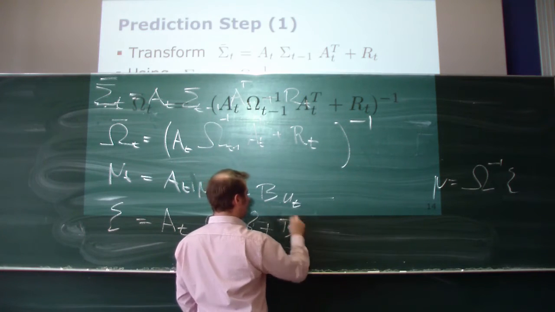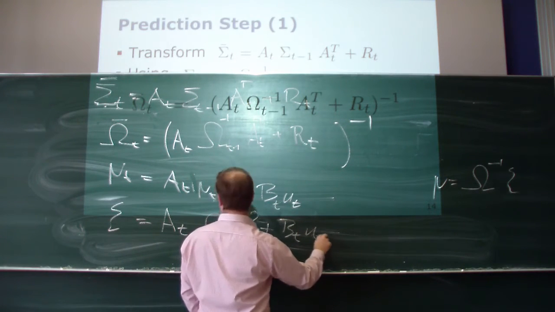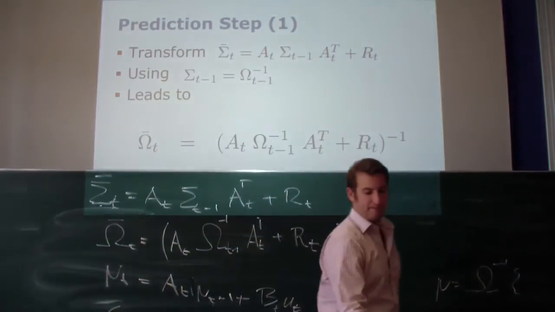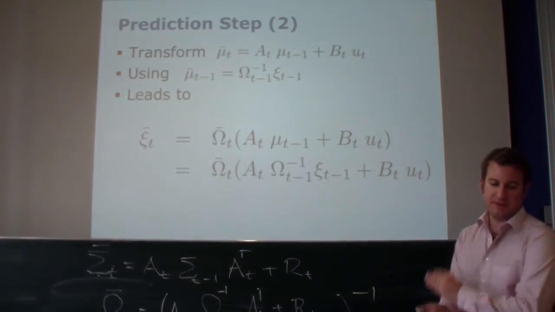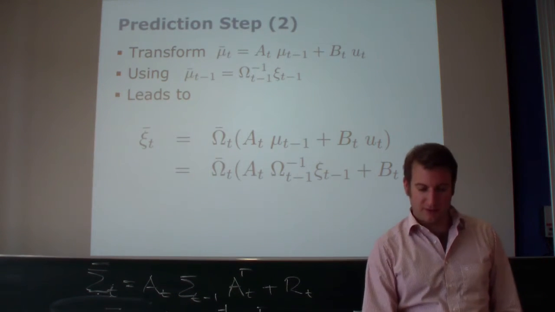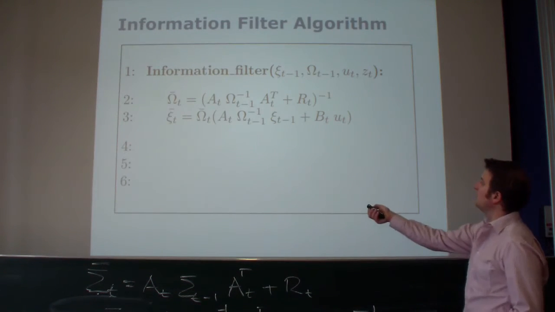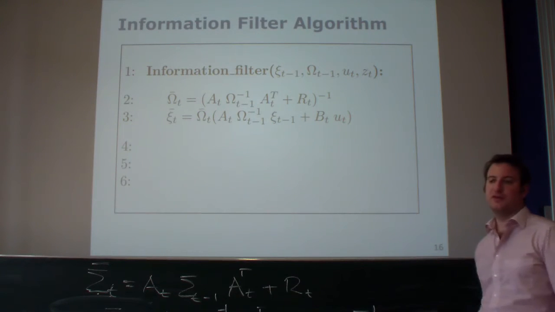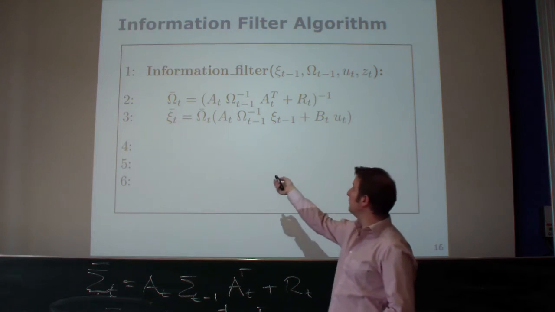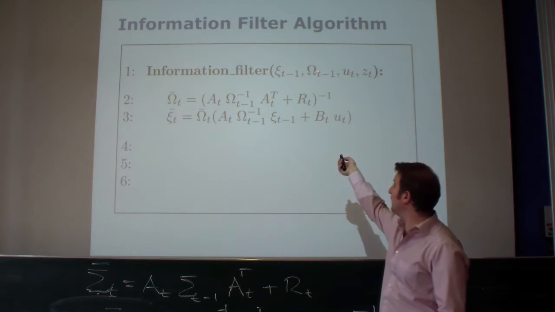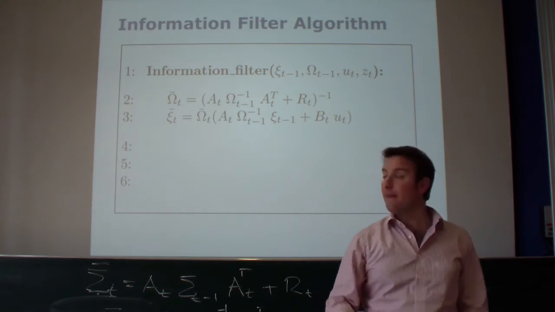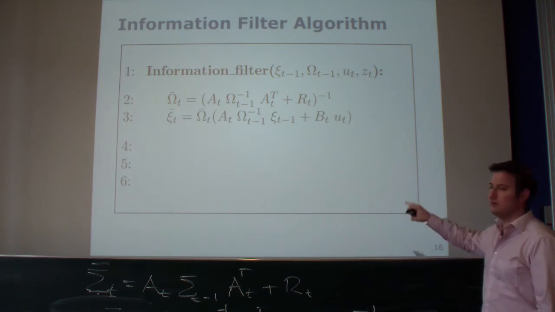Plus ET UT. That's it. There. First step and second step, so that we end up with an information filter, which has exactly these terms here. First two steps. As I said, the input is only psi and omega. I just use my equation of psi and omega. The correction step can even be done simpler.